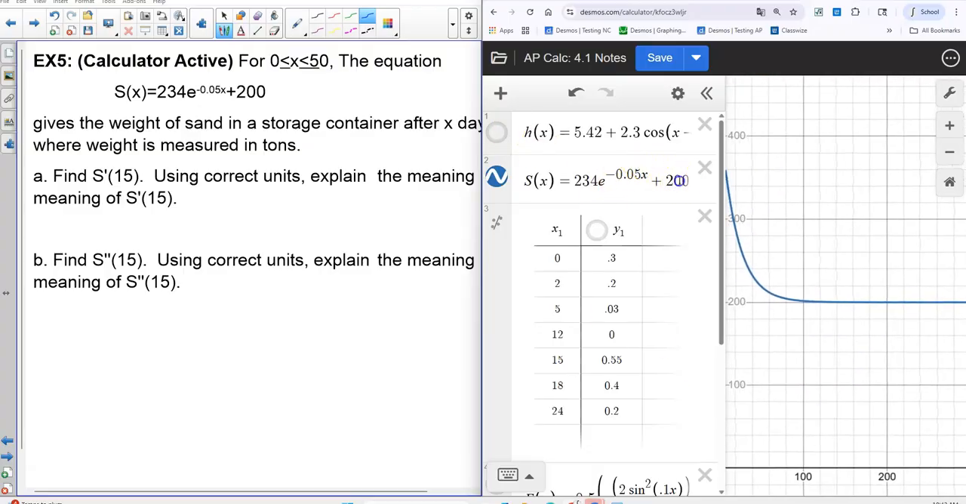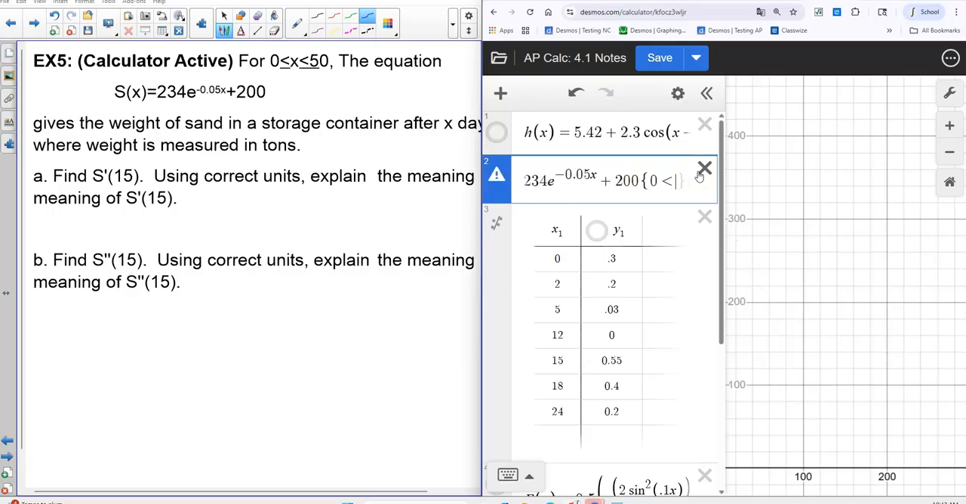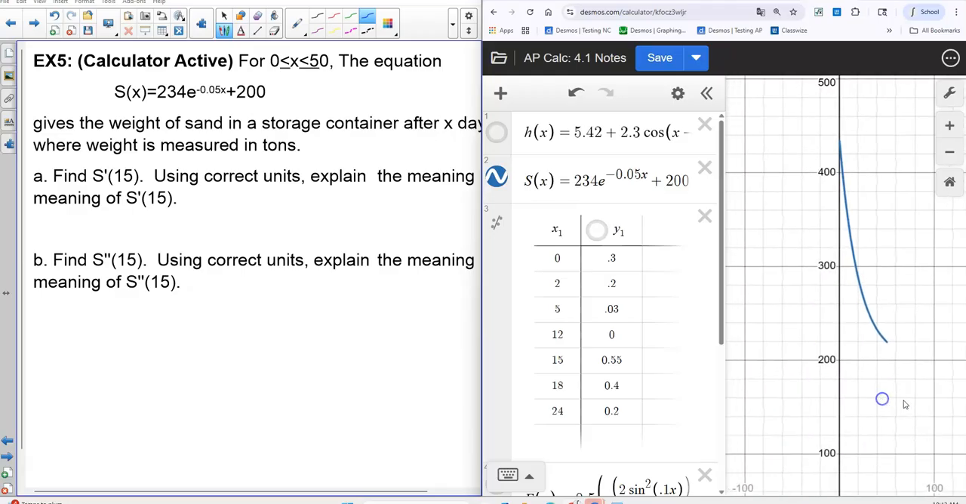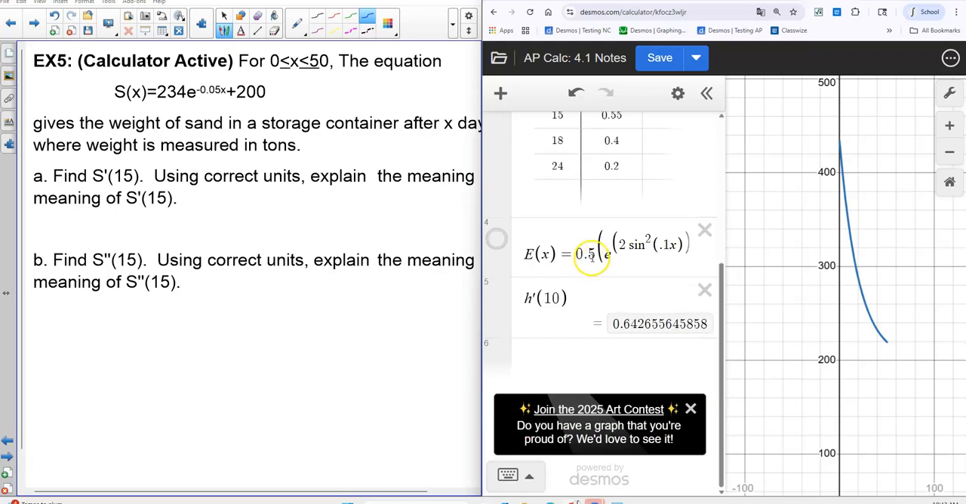I'm going to restrict this from 0 to 50. So 0 less than or equal to x less than or equal to 50, so we're only looking at the important part of the graph right there. If you see a problem like this, and you might, there's almost no work, right?